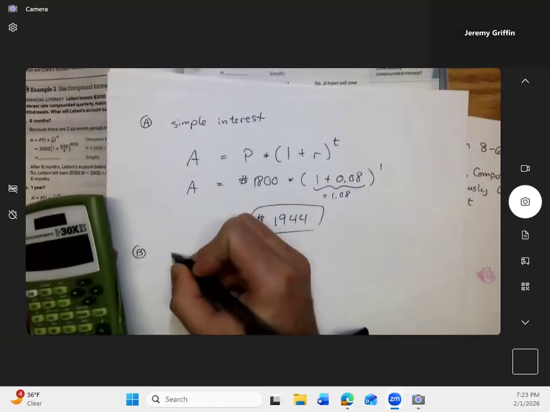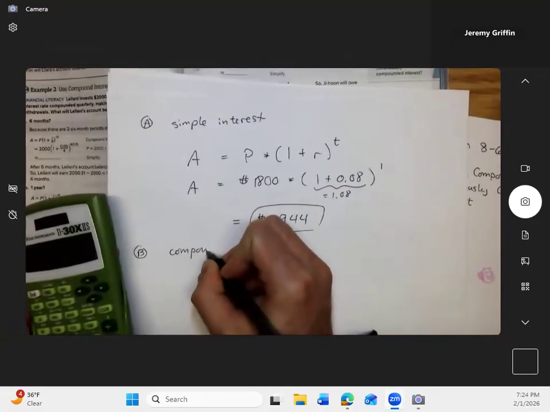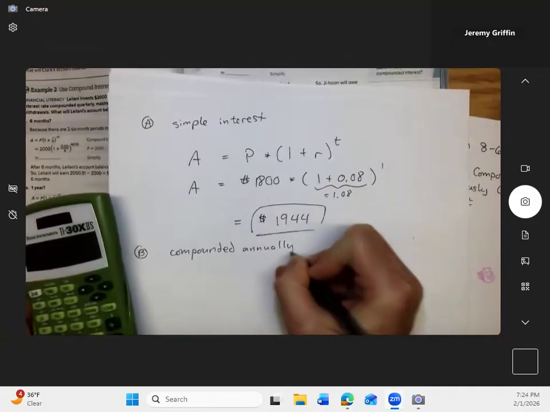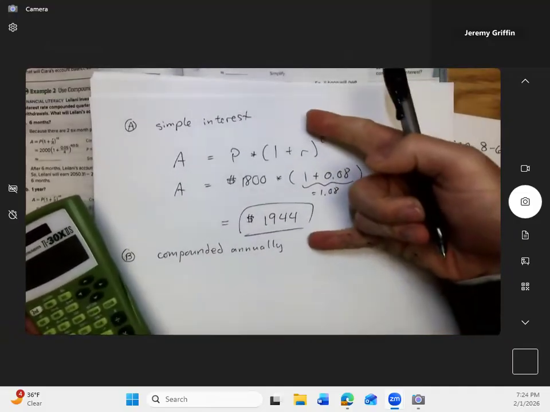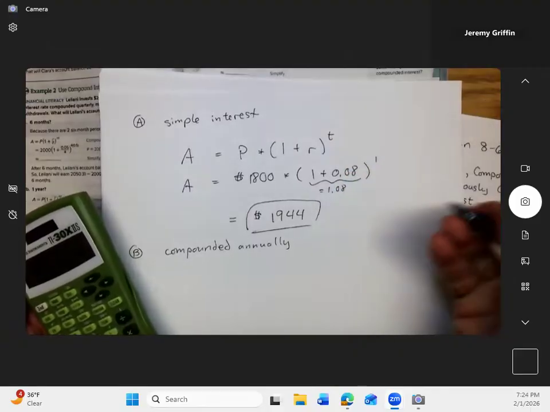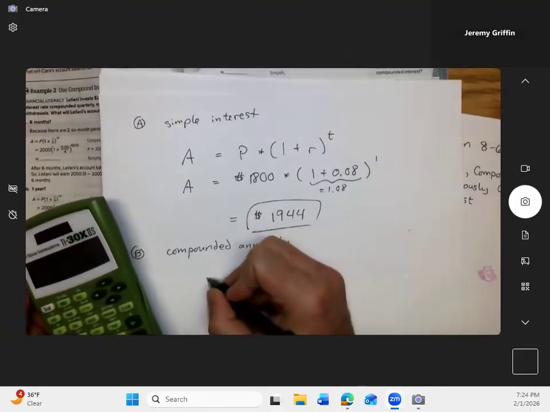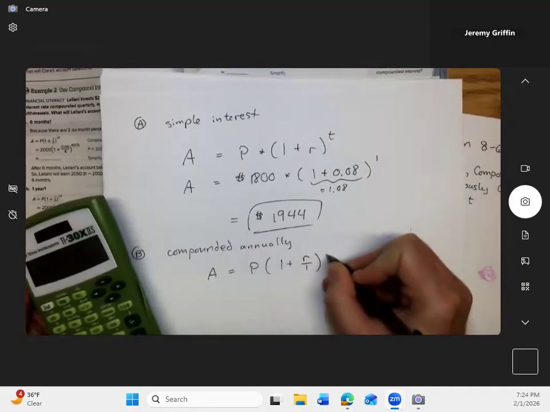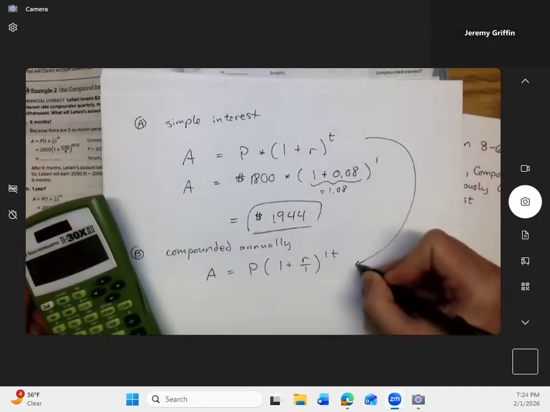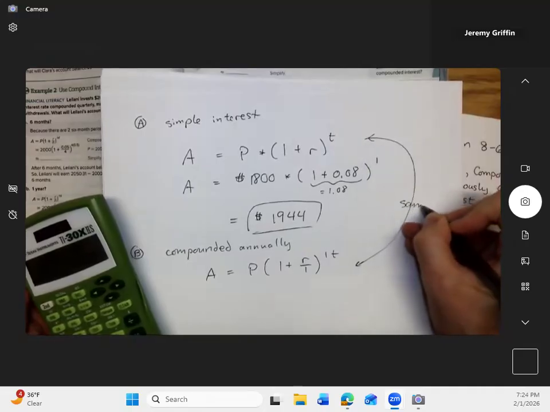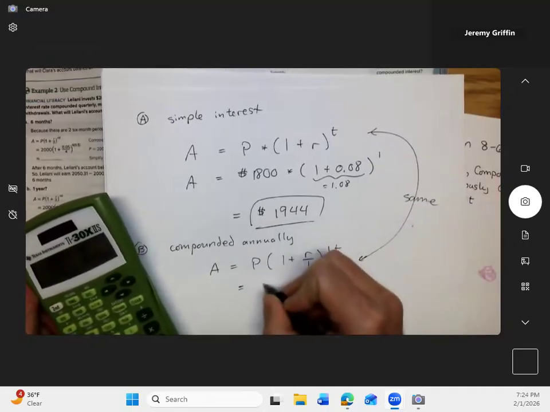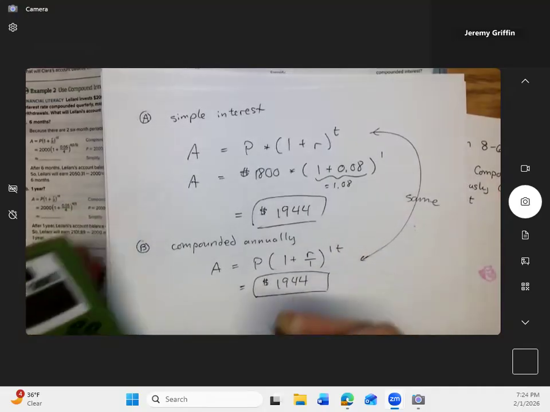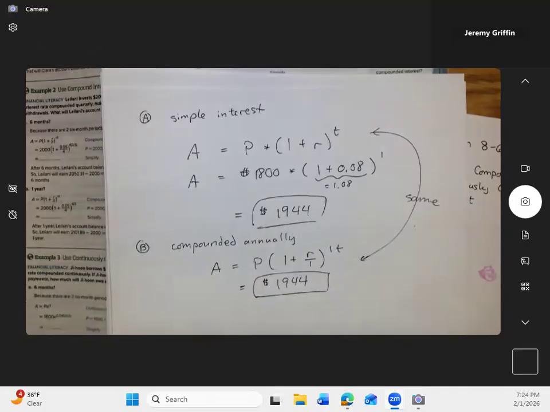Part B, I say compounded annually. Right? But that's got to be the same thing. Simple interest and compounded annually. There's no difference between the two. Okay? So this is A equals P1 plus, and then R over 1 to the 1t. But you guys see that these are the same. So the answer is the same. $1,944. It's no different.